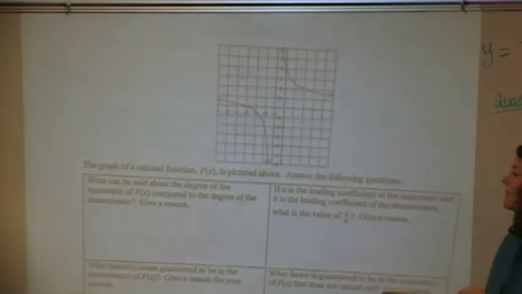Alright, so now we're going to use the graph, look at it, and see if we can answer some questions about it based on the graph that we see. No equation, just a graph. So, first question, what can be said about the degree of the numerator compared to the degree of the denominator? Equal, they are equal. How do you know that? Because they have a horizontal asymptote. Good. That's not the origin. Good.